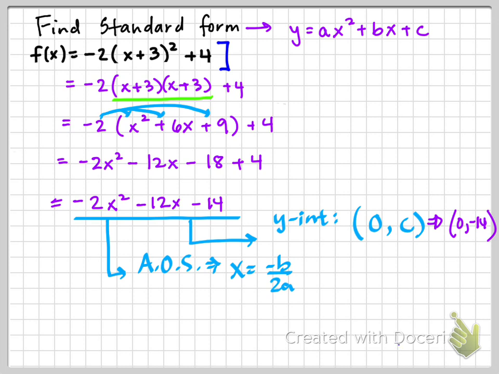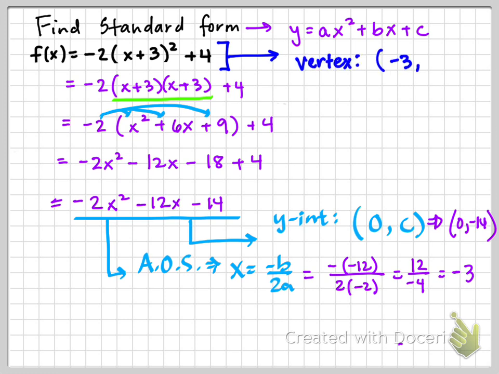If I were to plug that into what I have, negative 12 divided by 2 times negative 2. That's going to be a positive 12 on the top divided by negative 4 on the bottom. So I have 12 divided by negative 4, and when I get that value, I should get negative 3. Now, I like that I got x equals negative 3 because that is what the vertex's x value is. Again, if I go to the top here, remember this is my vertex form, and the vertex was (negative 3, positive 4).